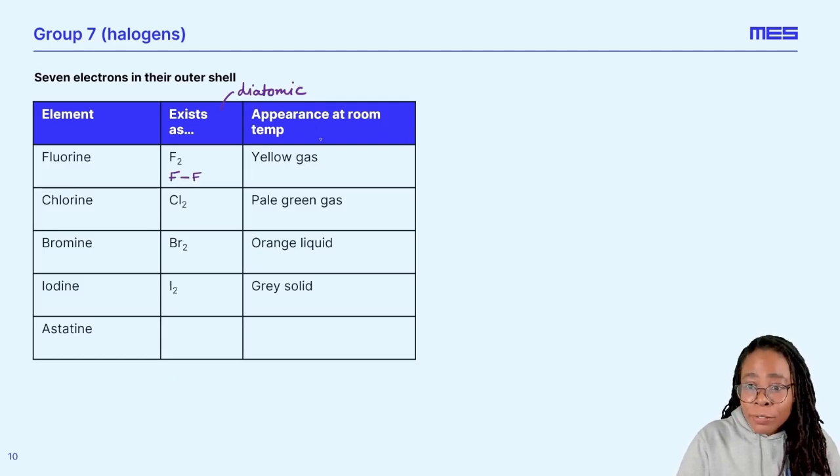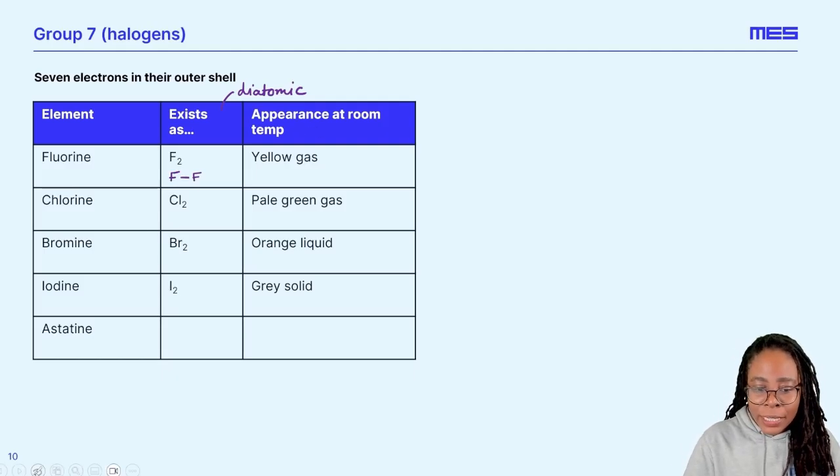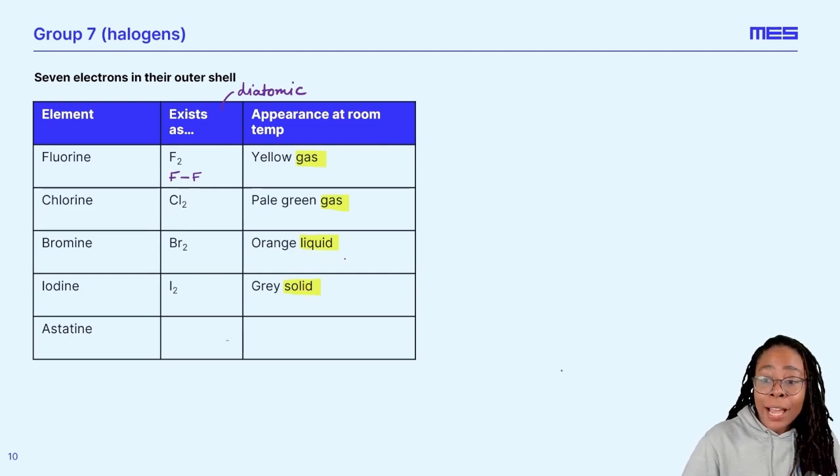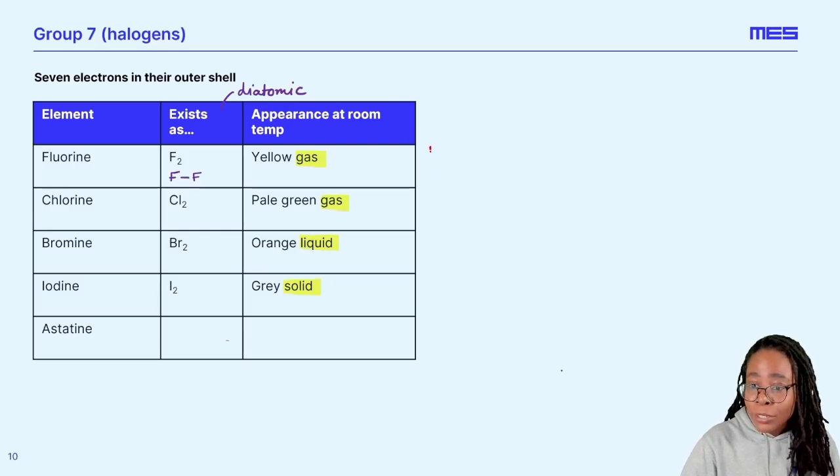In terms of their appearances at room temperature, the key point to focus on is their state at room temperature. Fluorine and chlorine are both gases at room temperature. Bromine is a liquid at room temperature, and iodine is a solid at room temperature. Now, this shows us quite clearly that the boiling point must increase as we go down the group.